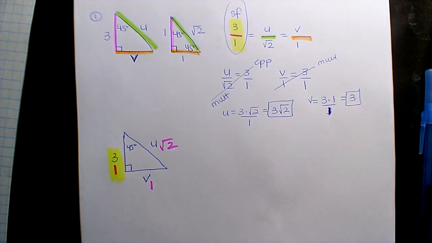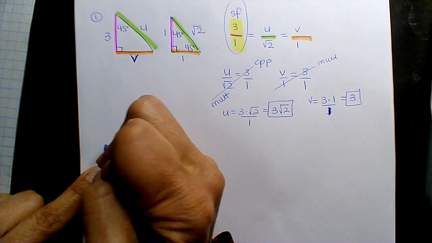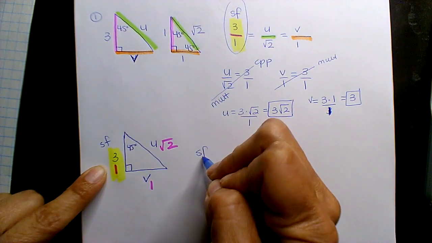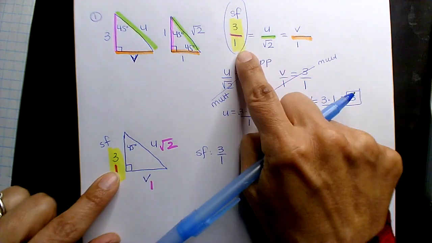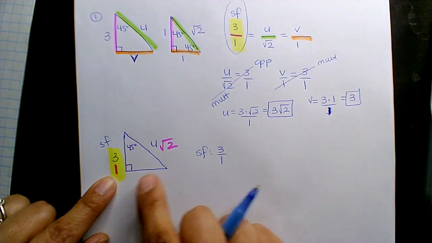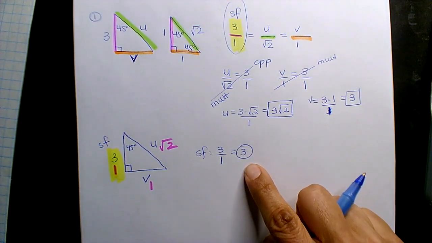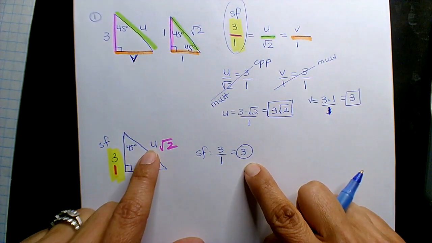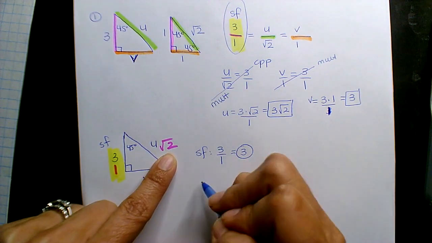Okay, so as you guys get better, you'll write a lot less and you'll do it all in your head. So if this is my scale factor, that means 3 over 1, it's always a fraction, right? Because remember, it's a statement of proportionality. Okay, so what's 3 over 1? Oh, that's 3. Okay, so that's my scale factor.